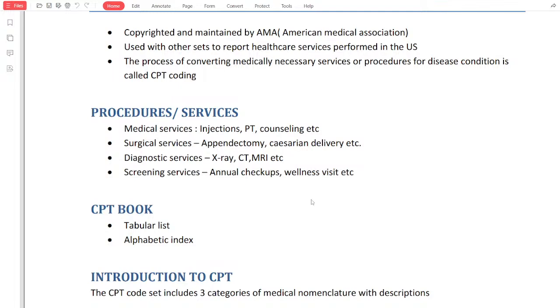Next is diagnostic services. Diagnostic means X-ray, CT, MRI. This type of service is called diagnostic. And the last one is screening services. Screening means checkup. Simply we can say screening means annual checkup, wellness visit, etc. So an overall body checkup is considered a screening service. Clear?